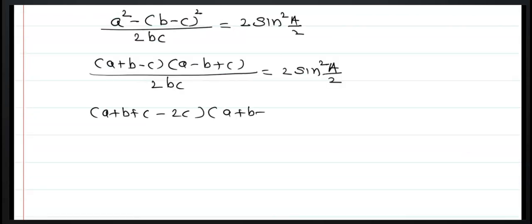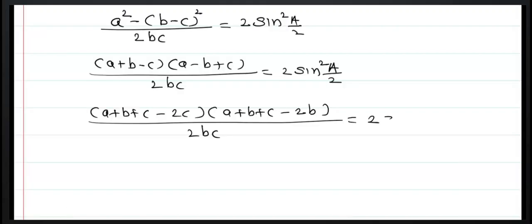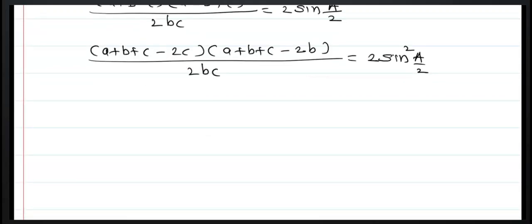Therefore, a plus b plus c minus 2c. That is, here is a plus b plus c, then you will get minus 2c. Here is a plus b plus c, and a minus 2b will be here upon 2bc. That is 2 sin square A by 2.